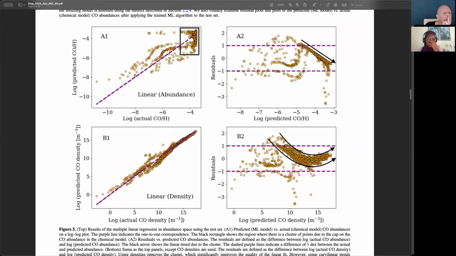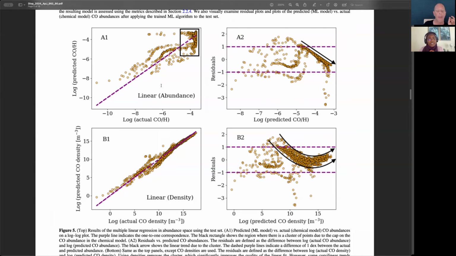So what we are showing in figure 5 is we are comparing the results of using a multiple linear regression to fit our 3,600 data points. What we are comparing here is just the test set. That's when we take that 30% to see how well our trained model is doing. So we are looking at the predicted CO abundance and the actual. The actual here means the CO abundance of the chemical model calculated for the test set.